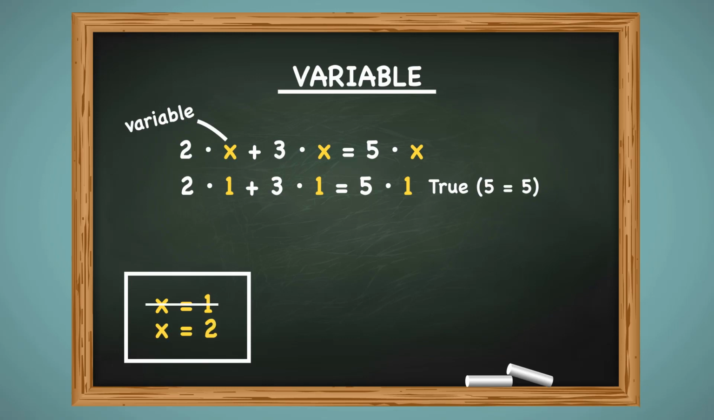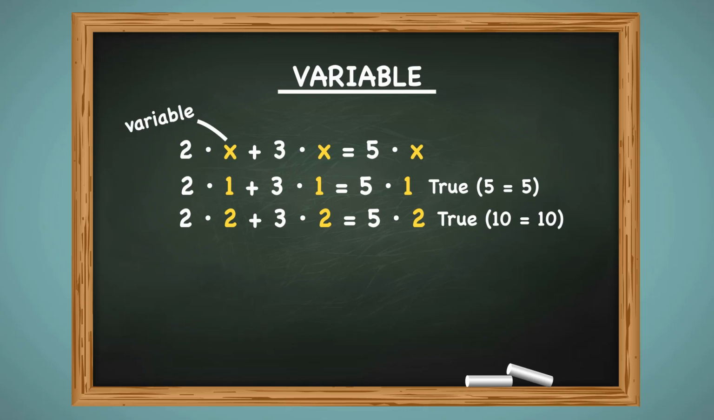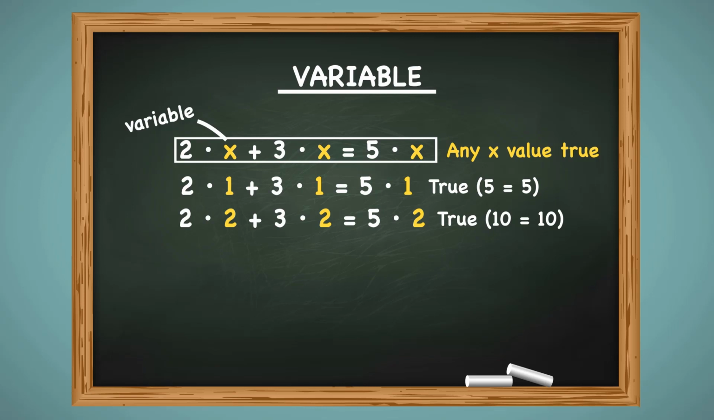If we let x equals 2, then the equation reads 2 times 2 plus 3 times 2 equals 5 times 2, which is also true. It would be 4 plus 6 equals 10. The equation 2 times x plus 3 times x equals 5 times x is telling us that no matter what x we choose, that is, no matter what the value of x is in this circumstance, the equation is always true.